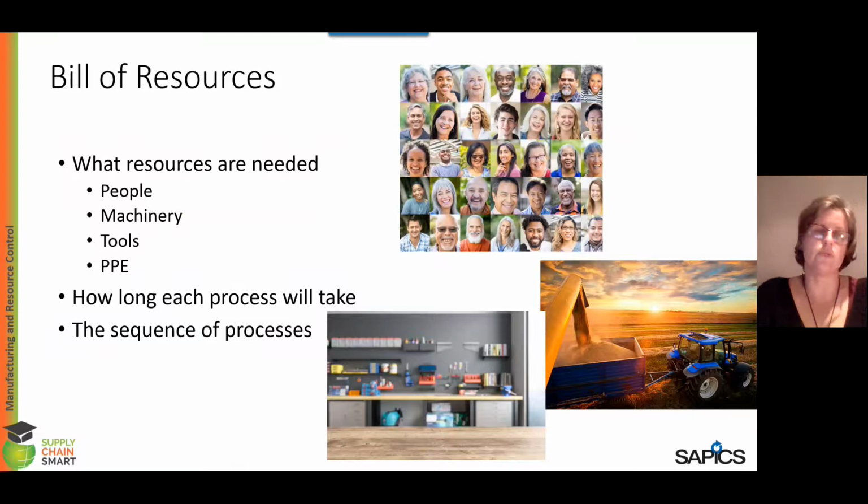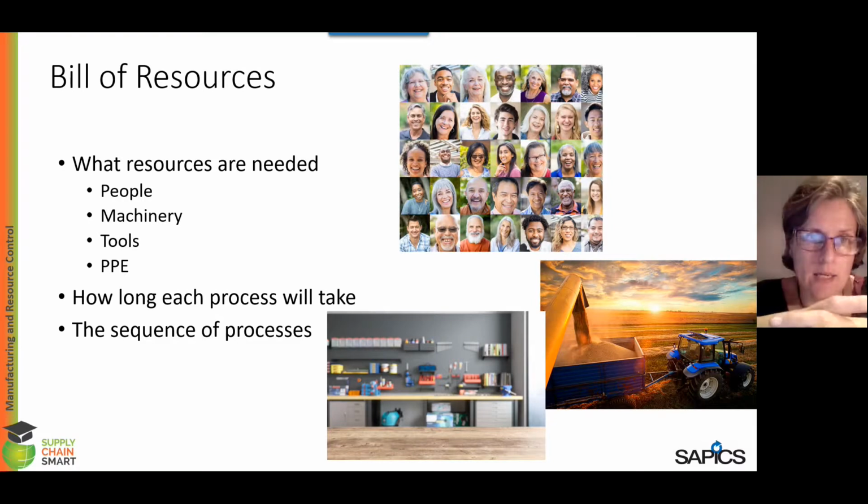The bill of resources is what you need in order to use the bill of materials. So for example, when I talk back to the cake, how many people do I need to make the cake? Well, I need one chef. What machinery? I need an oven. What tools? I need a cake tin. What PPE? I need oven gloves. So the bill of resources defines what other componentry or resources are required to make that cake.